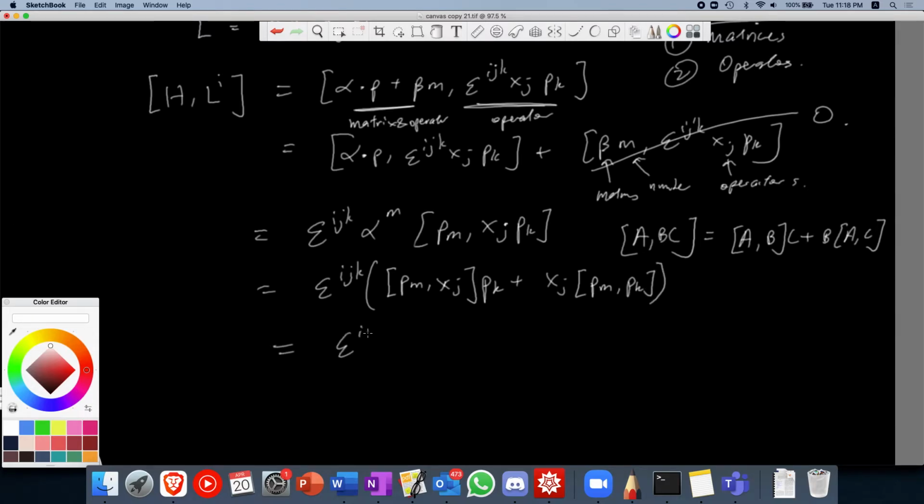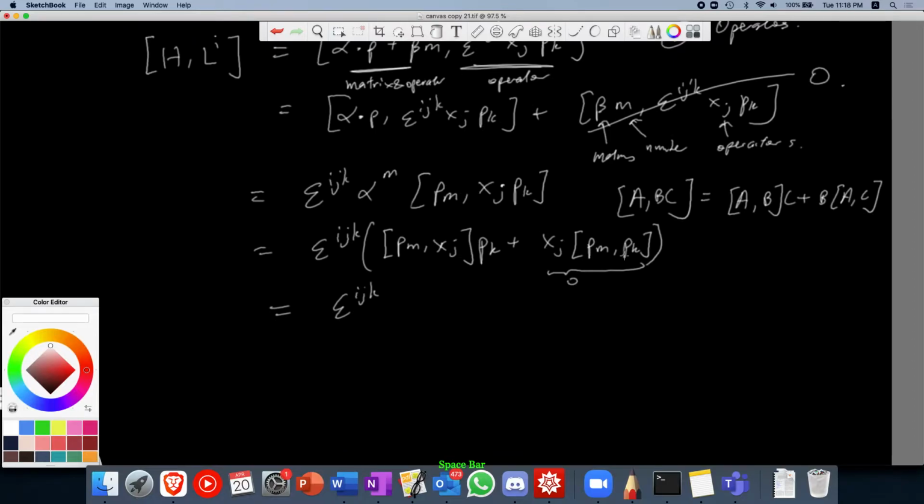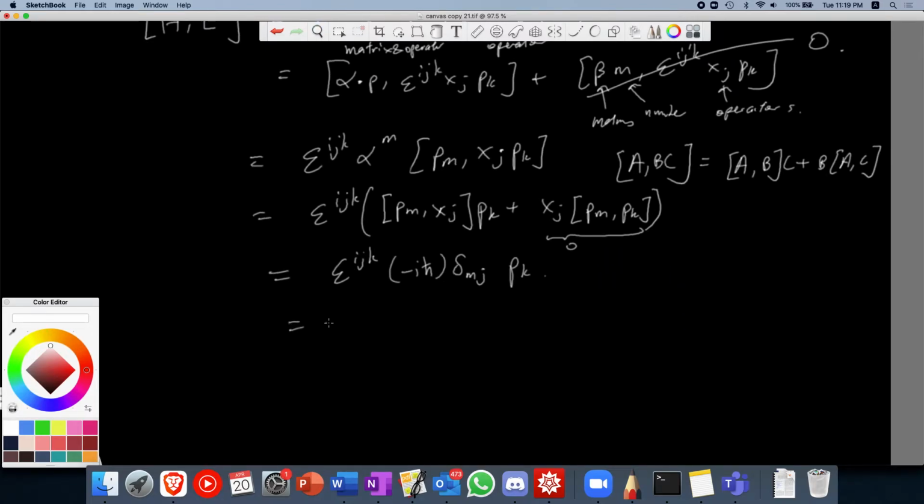And so we have epsilon ijk, and on the right this thing is equal to 0 because different components of the momentum commute. Then this thing is minus i h bar, delta m j, and we have p k. So for the summation over the indices, let's contract them. So m gets replaced with j.